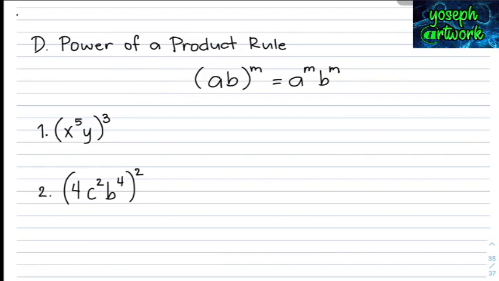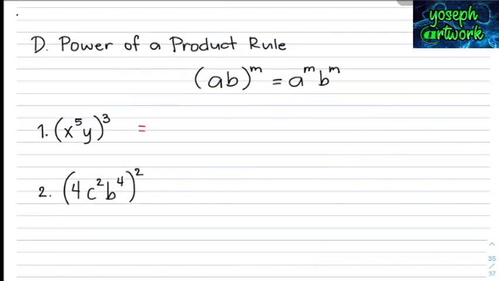So let's apply the power of a product rule for item number 1. For this one, ang gagawin mo lang naman is you need to distribute the exponent outside the parentheses. So that is equal to x raised to 5 times 3. And then for the exponent of y, alam natin na meron tayo ditong 1.